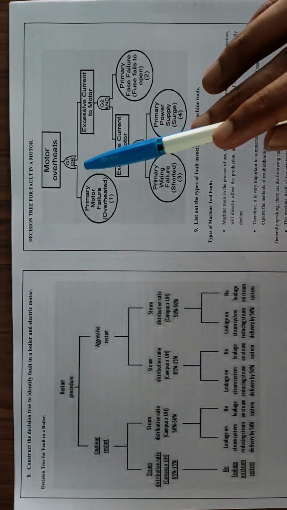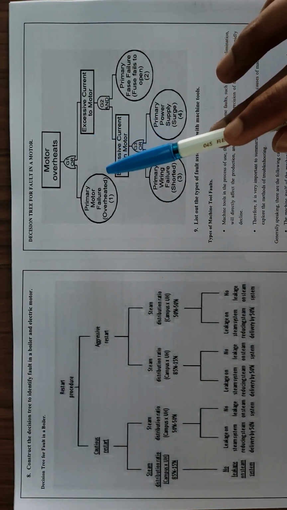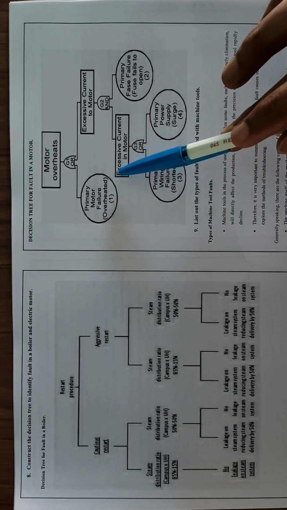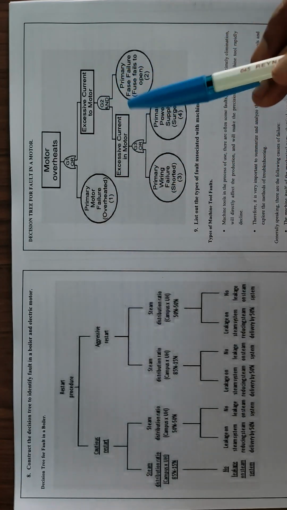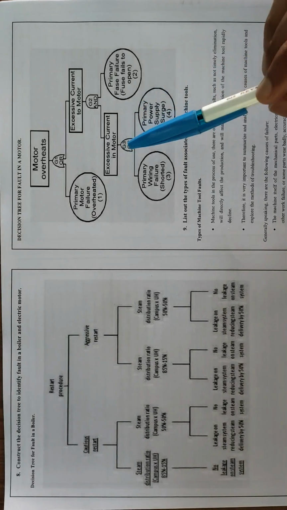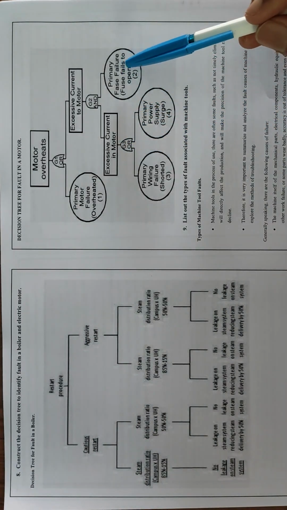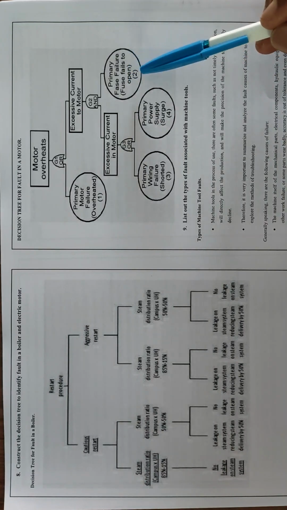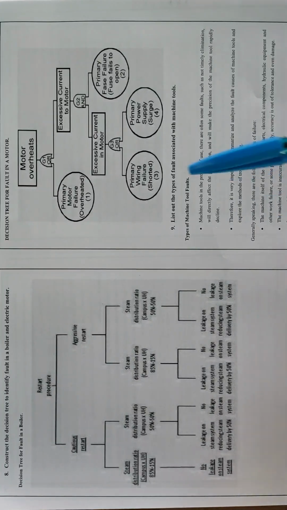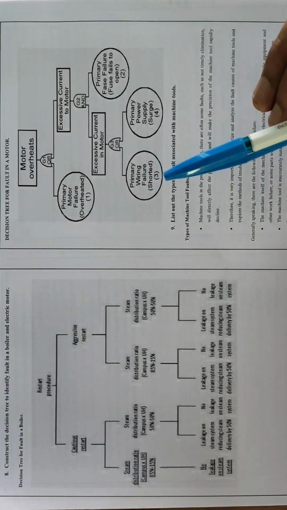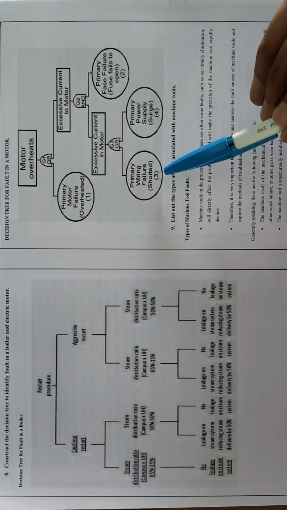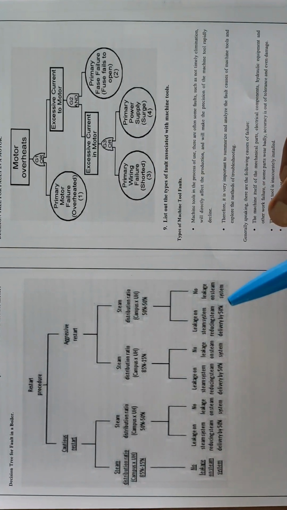Decision tree for fault in a motor. Motor overheats. Primary motor failure. Overheated. Excessive current to motor and excessive current in motor or primary failure. Fuse fails to open due to primary wiring failure. Short. Primary power supply.